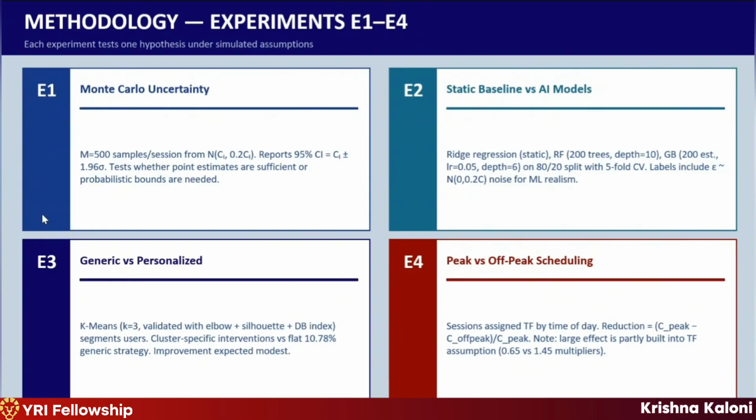Now the experiments. Briefly, the 7 experiments each test one hypothesis. E1 uses Monte Carlo simulation to quantify uncertainty around point estimates. E2 compares a static ridge baseline against random forest and gradient boosting. E3 applies k-means clustering to test whether personalized interventions outperform generic ones, and E4 measures the carbon impact of shifting sessions from peak to off-peak hours.